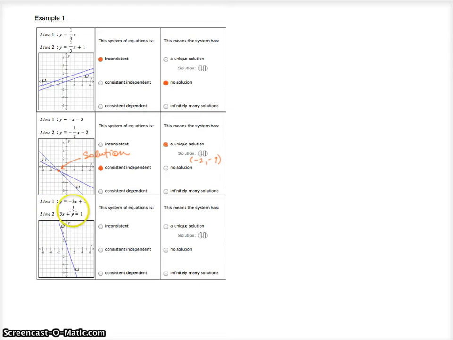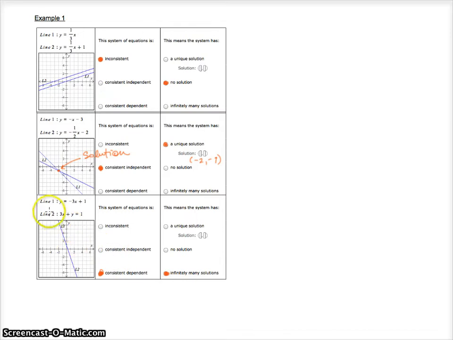Alright, and then lastly, I have y equals negative 3x plus 1 and 3x plus y equals 1. Well, notice that there's only one line. See, they've labeled line 1 and line 2 to be the same line. This means that the lines are not independent of each other. They're actually the exact same equation. Okay, if I solved it for y, or if I added this over, it's the same equation, which means that they have infinitely many solutions.